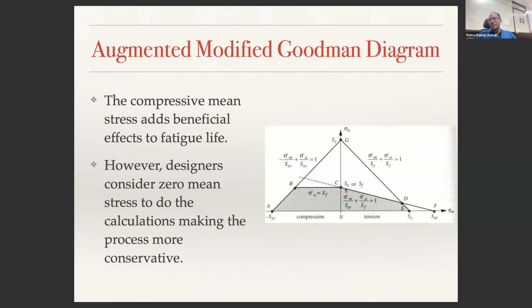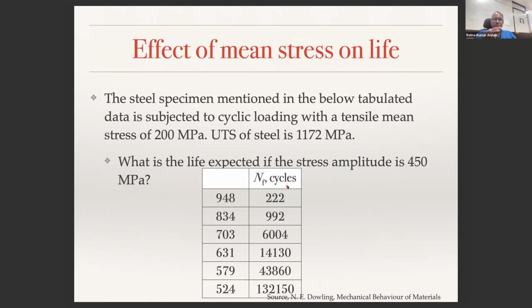Normally the compressive mean stress adds beneficial effects. However, designers consider zero mean stress to do the calculations, making the process more conservative, as I mentioned just now. That means the curve will not continue to grow like that, but it will become a horizontal line. With an increase in compressive mean stress, normally the curve should go down like this, but we will not let it go down like that. It will maintain constant. So now let us look at this problem.